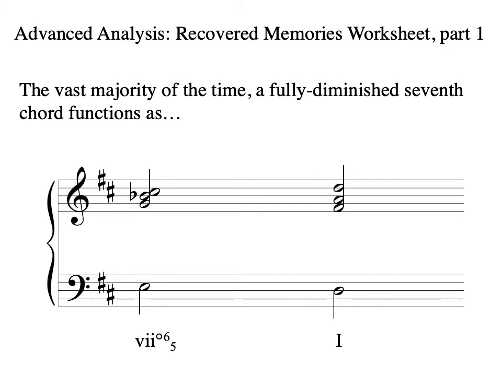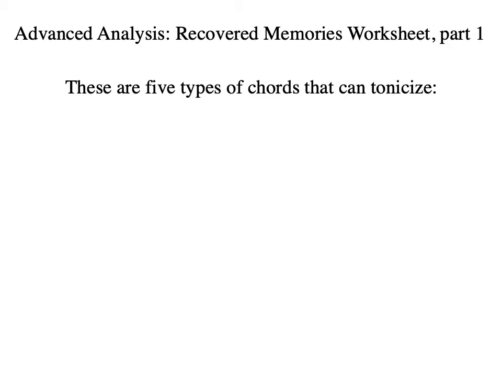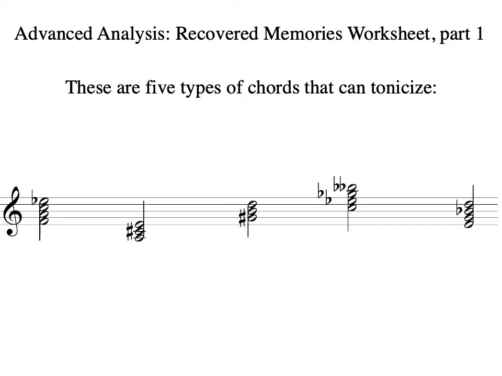I'm sure we'll talk about the exceptions to the rule later on down the road here, but for now, the most useful thing to know is if it's a fully diminished 7th chord, it tends to act like a vii°7 and pull towards tonic. Pulling towards tonic is a big deal in tonal music. That's how we know where we are. And on that note, let's talk about the chords that can make the one chord sound like the tonic, or that can tonicize, because there are 5 different types of chords that can do it.